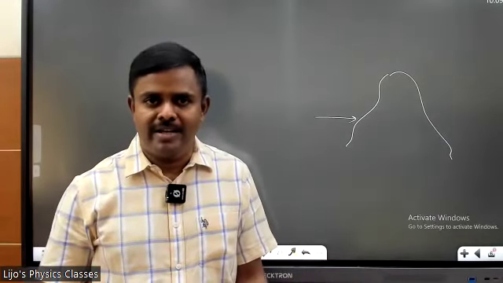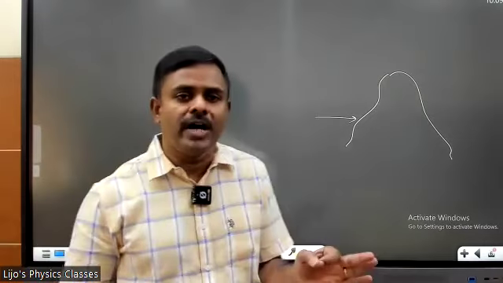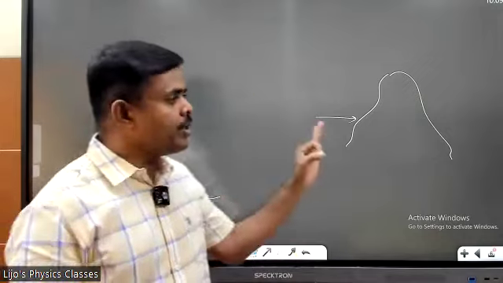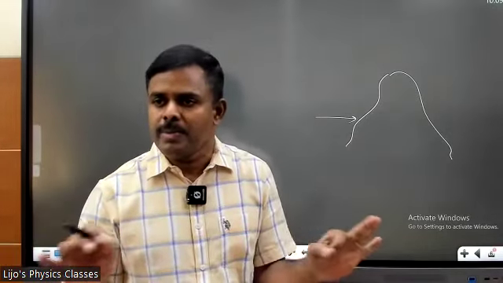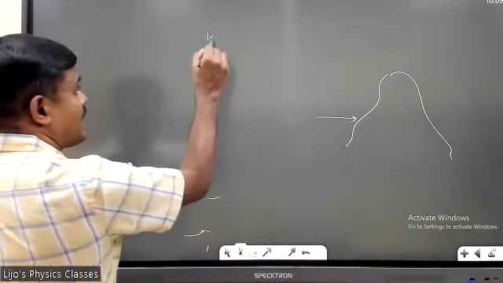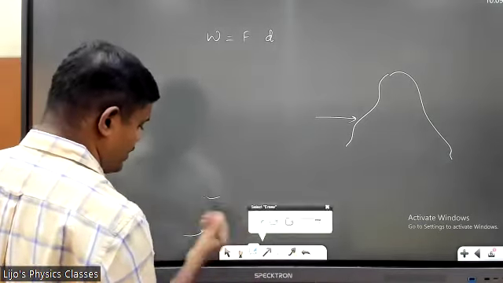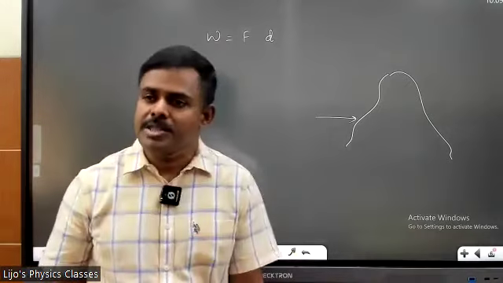Why? Will you agree? But in physics, it is true because work is zero as long as displacement is zero. No matter how hard you push, Mount Everest is not going to go anywhere, right? So displacement will be zero. Work's actual definition is force into displacement. If displacement is zero, work done will be zero.